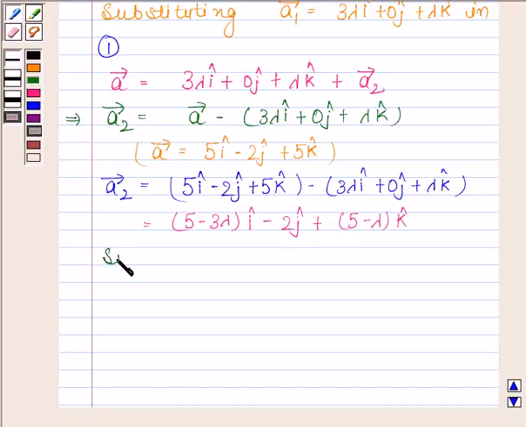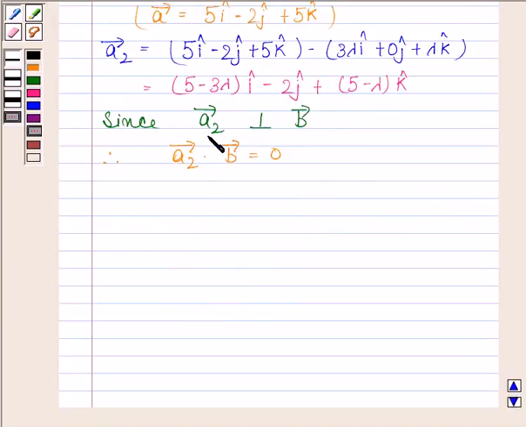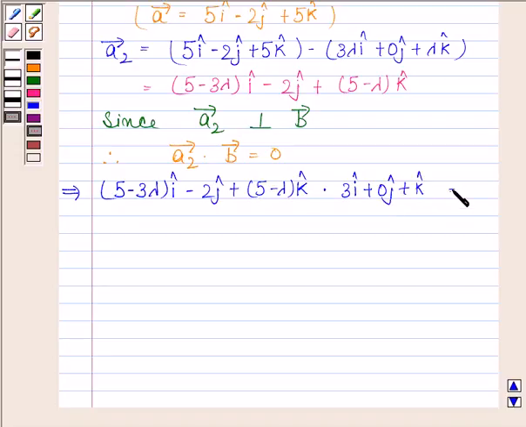Now, since vector A2 is perpendicular to vector B, therefore dot product of vector A2 and vector B is 0. Because we know that two non-zero vectors A and B are perpendicular to each other if and only if their dot product is 0. So as here, vector A2 is perpendicular to vector B, therefore dot product of vector A2 and vector B is 0. Now this implies (5 minus 3 lambda) i cap minus 2j cap plus (5 minus lambda) k cap dot 3i cap plus 0j cap plus k cap is equal to 0.